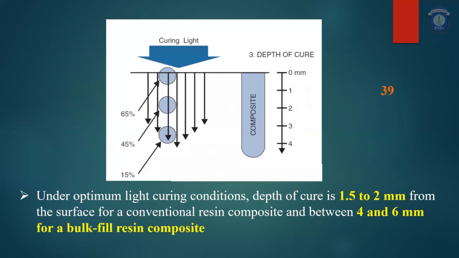Under optimum light curing conditions, the depth of cure is found to be 1.5 to 2 millimeter from the surface for a conventional composite resin and between 4 and 6 millimeter for a bulk fill composite resin. So if someone asks you what is the depth of cure under ideal condition for a normal conventional composite resin, the answer is 1.5 to 2 millimeter. And for bulk fill composite resin, the ideal depth of cure is 4 to 6 millimeter.